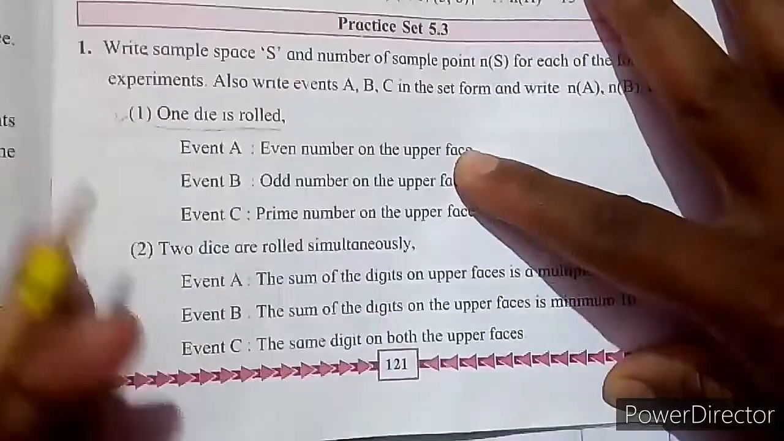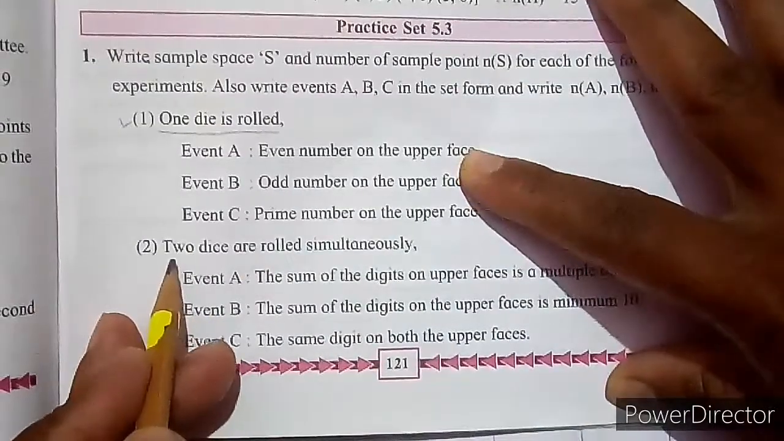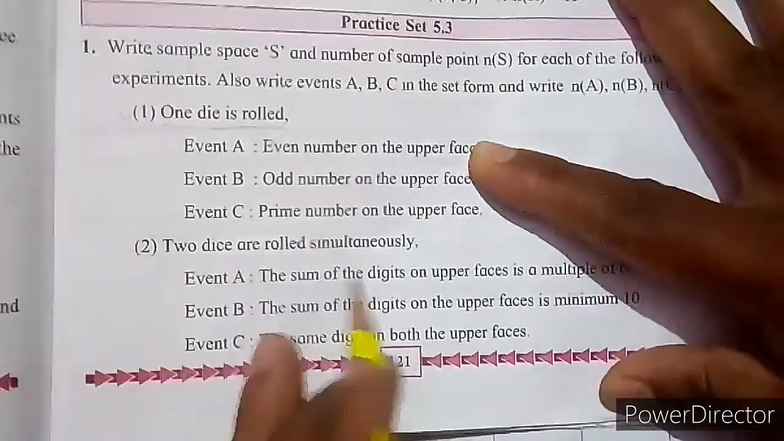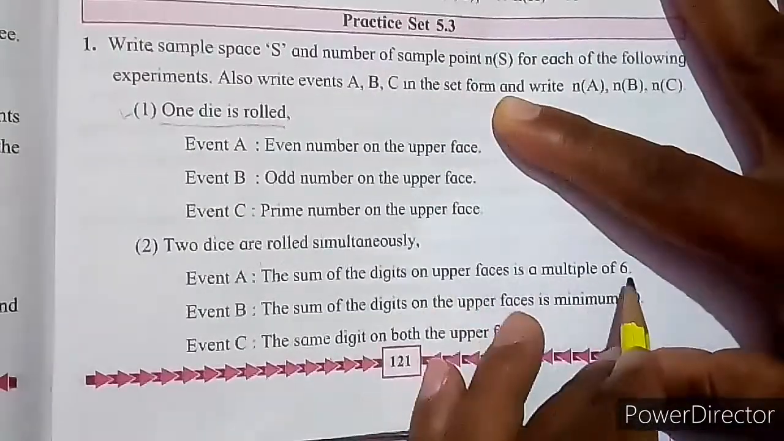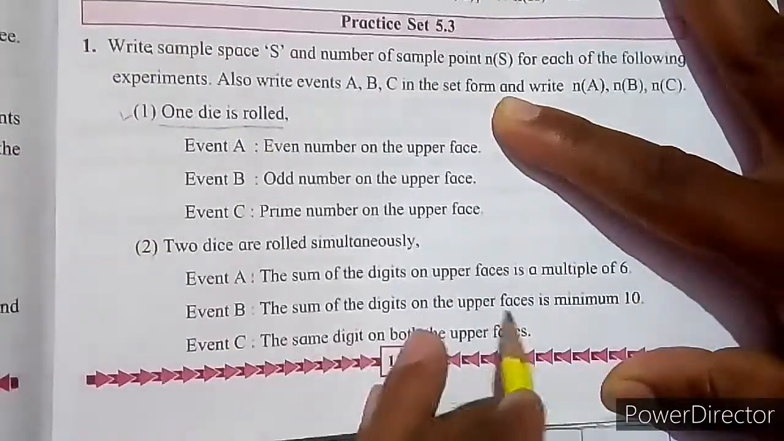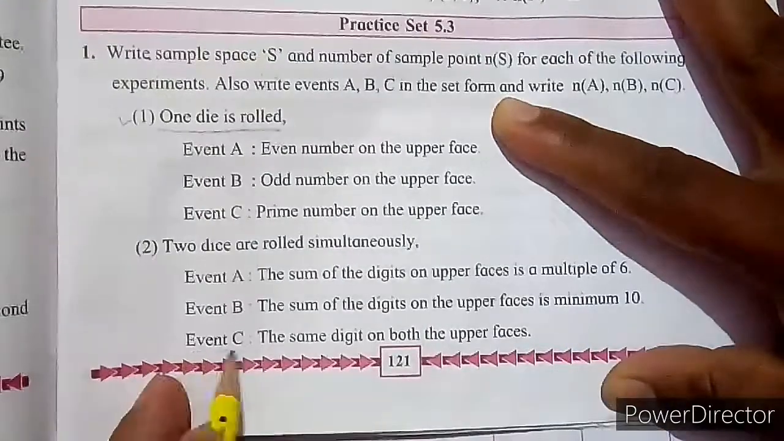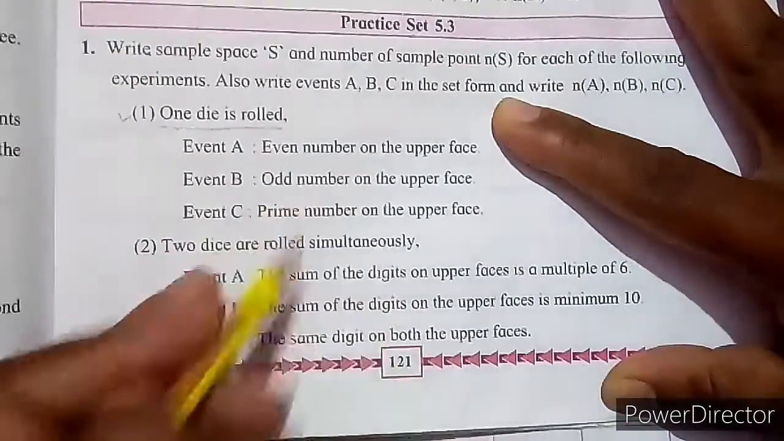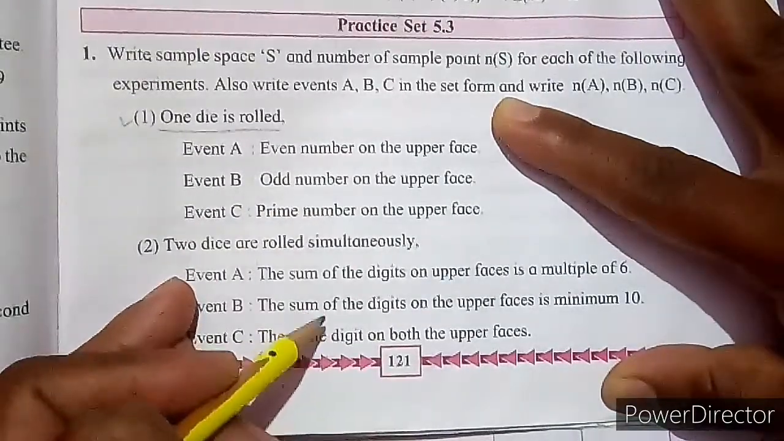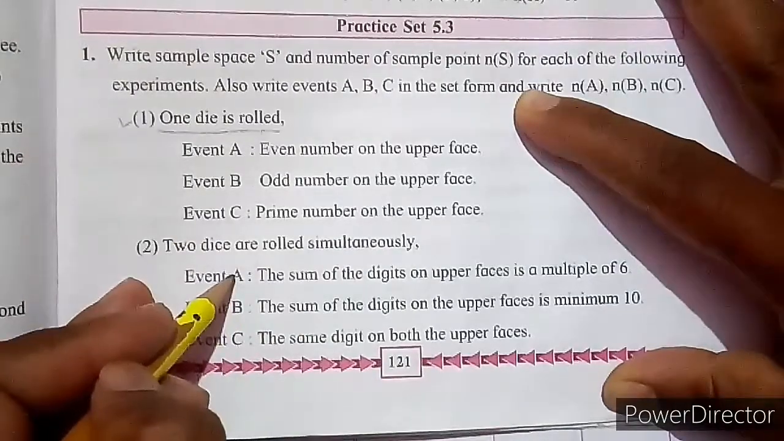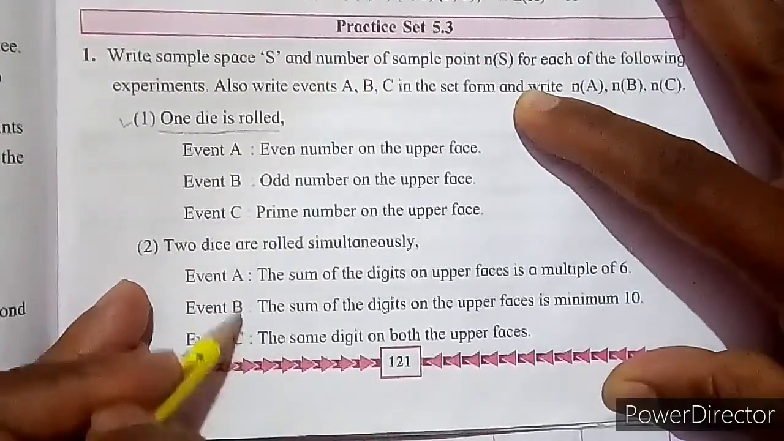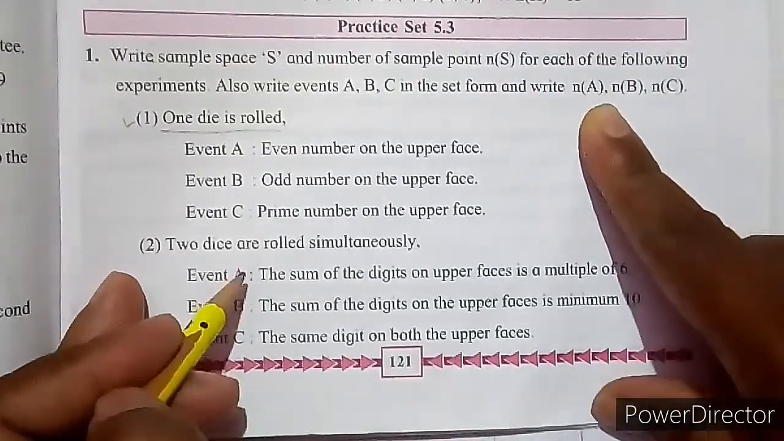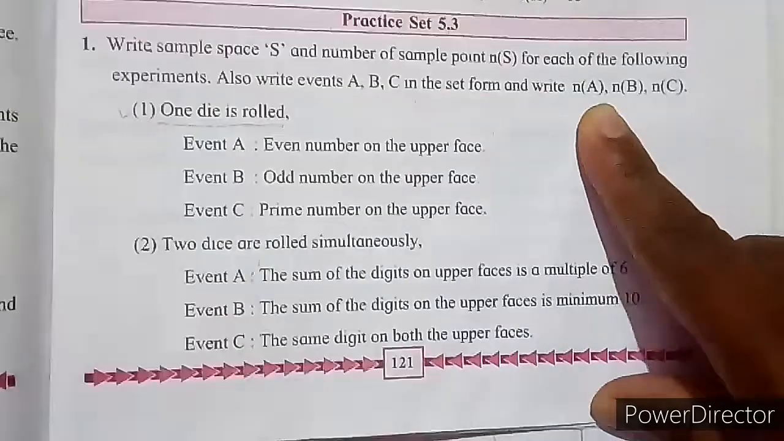Practice set 5.3, question number 1, sub-question 2. Here the given experiment is 2 dice are rolled simultaneously. Event A, the sum of the digits on the upper faces is a multiple of 6. Event B, the sum of digits on the upper faces is minimum 10. Event C, the same digit on both the upper faces. Then we have to find the sample space S, write down event A, event B, event C in set form, and find the values of n of A, n of B and n of C for this experiment.